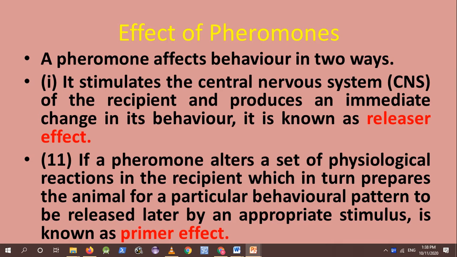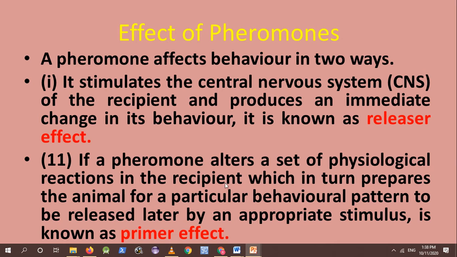A pheromone affects behavior in two ways. One effect is known as the releaser effect and another is known as the primer effect. The releaser effect is that which acts as soon as the pheromone is released. When the pheromone is released by the animal, it stimulates the central nervous system of the recipient, another animal, and produces an immediate change. Then it is called the releaser effect. But if it takes time to change the behavior of the recipient, then it is called the primer effect.